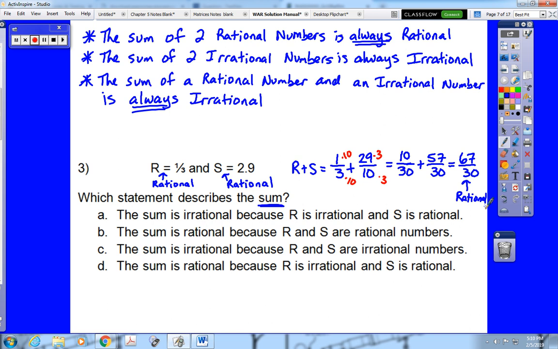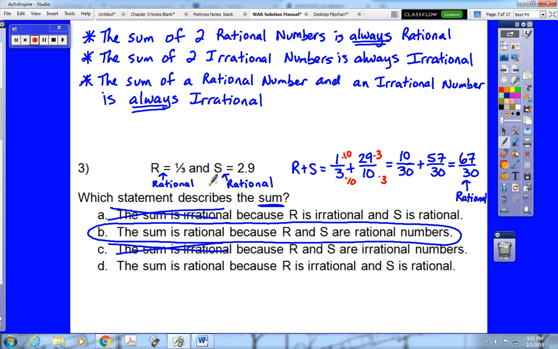So right away, as soon as we know that the sum is rational, our answer eliminator tool can be used to eliminate answers A and C. And then if we look at what the rest of that problem says, B is the only one that makes sense because it's the one that says that both R and S are rational numbers, which we said at the beginning they were. That's a pretty standard number theory question for the ISTEP.